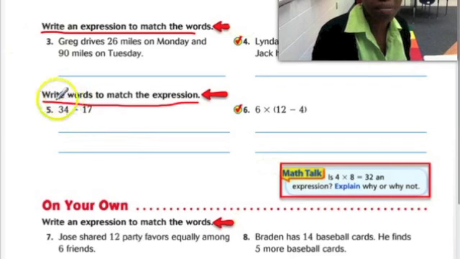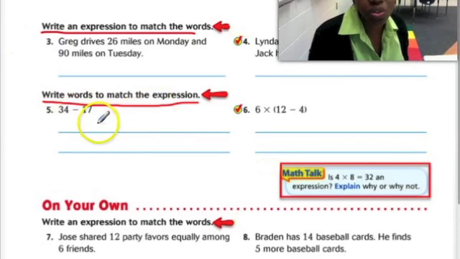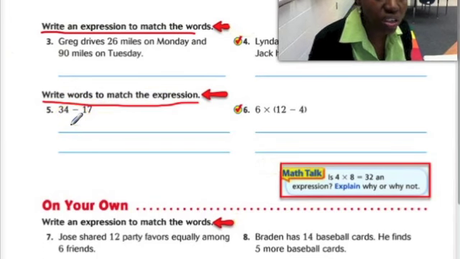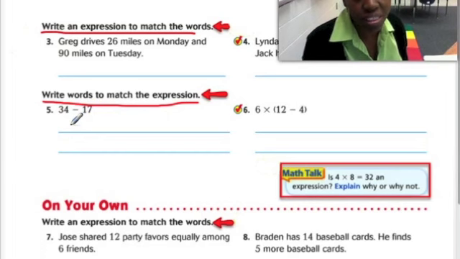So let's look at number 5. Write words to match the expression. 34 minus 17. So you can say, you know, Jan had 34 seashells and she gave 17 away. You see what I'm saying? So that would match 34 minus 17.